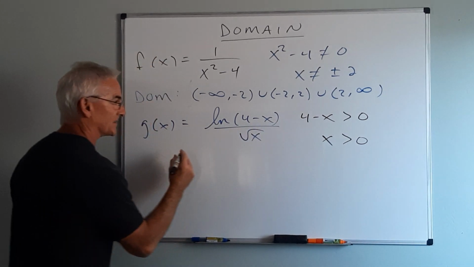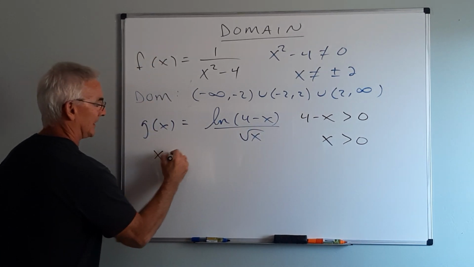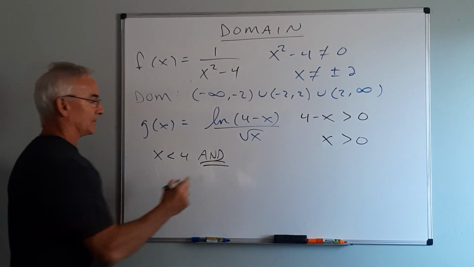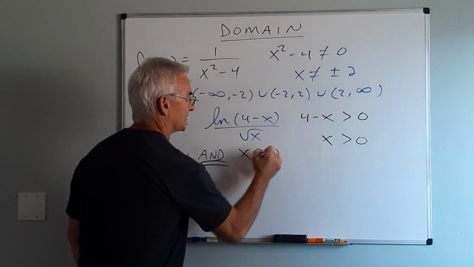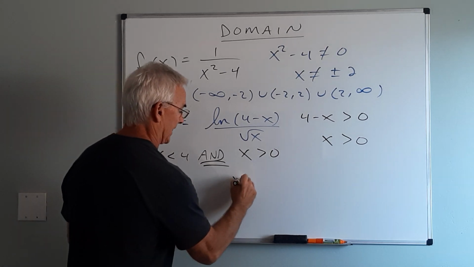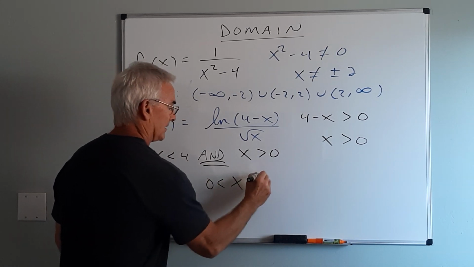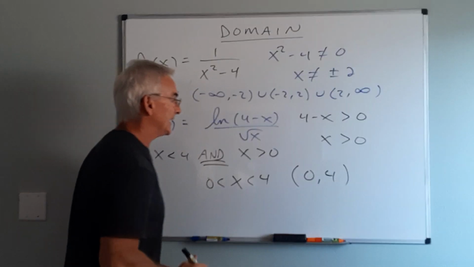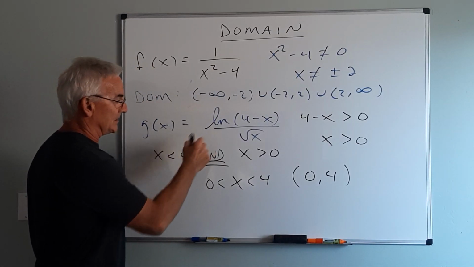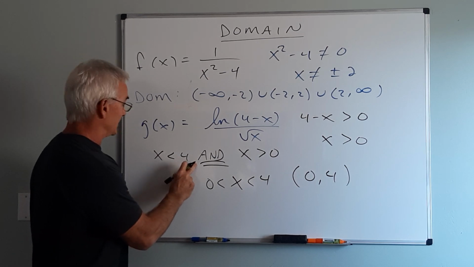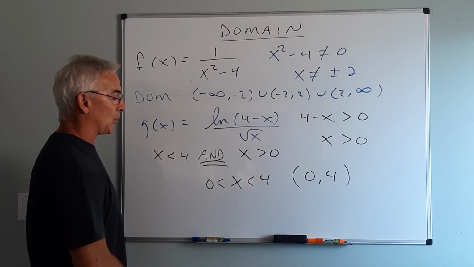So in the first case, I would need x to be less than 4, and at the same time, x is greater than 0. That really restricts my domain, and that would leave me basically with x between 0 and 4, or we'd express it as the open interval. Now the key here is, if I have more than one condition that I have to meet simultaneously, you connect them with an and, not an or. An or would be quite different.